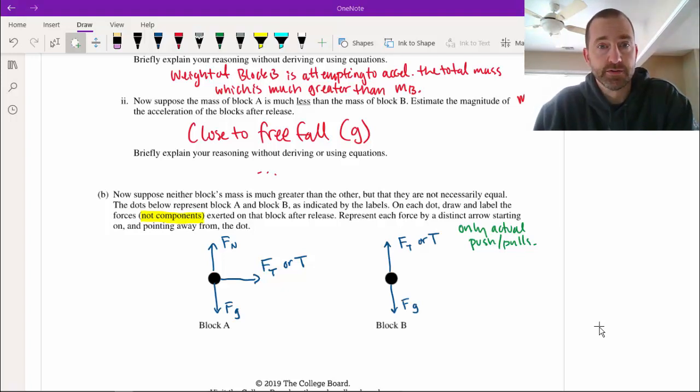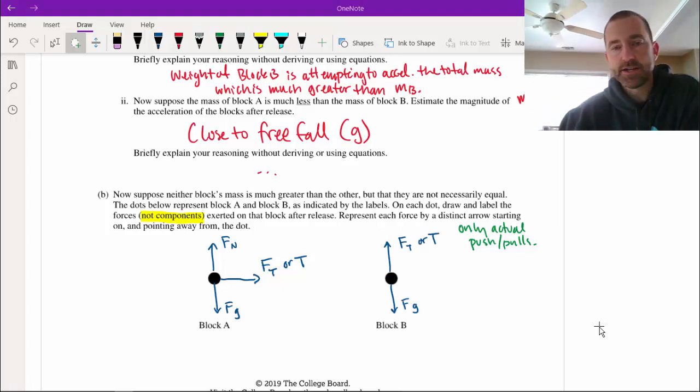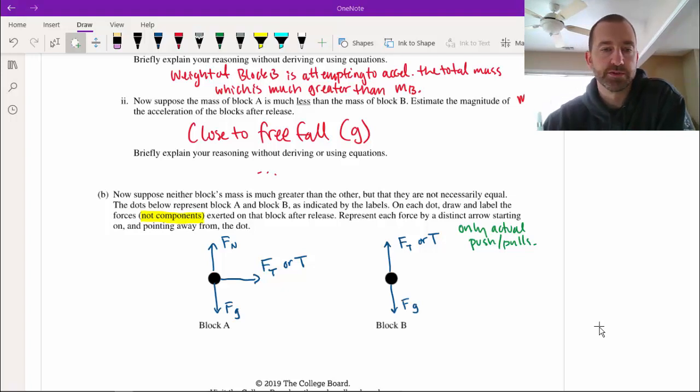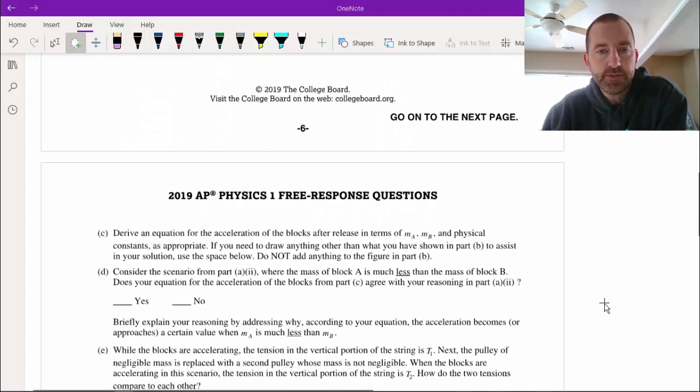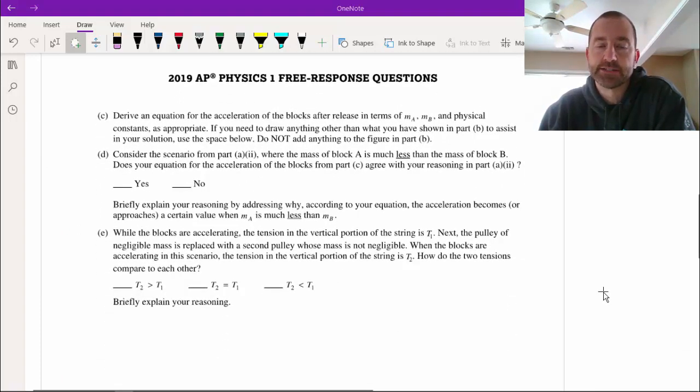And that's that. Those are the free body diagrams. If you did not include the weight force and the normal force on block A, you're going to lose some credit there. Got to include those. All right, now we get to the parts with some mathematics. We could use equations and stuff.